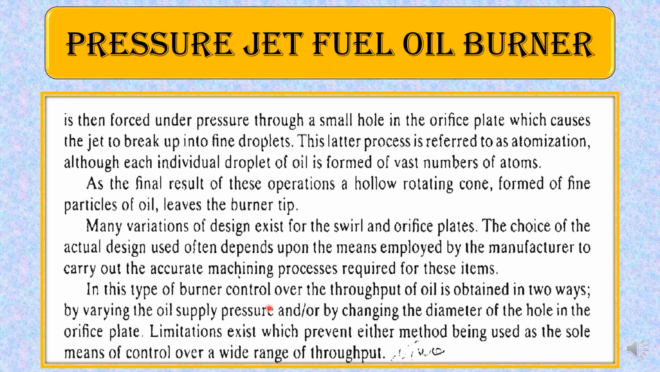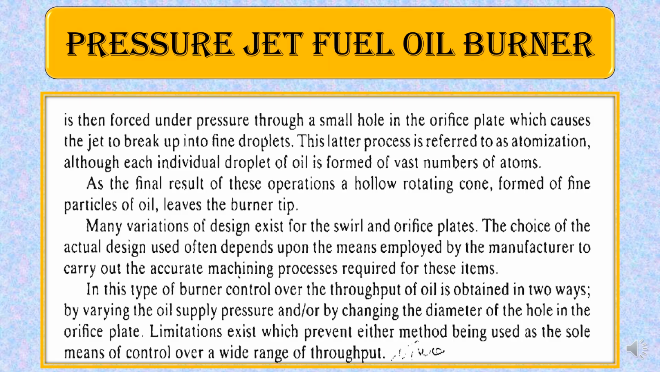Okay, in this type of oil burner, control over the throughput of oil is obtained in two ways: by varying the oil supply pressure, so if we have to increase the throughput, we have to increase the oil pressure, or by changing the diameter of the hole. If the hole diameter is changed, definitely the flow will change, as the quantity of fuel the hole allows to pass changes. So there are two ways: number one, increase the oil supply pressure, or otherwise increase the diameter of the hole. The throughput is maintained by these two things in the pressure jet burner.